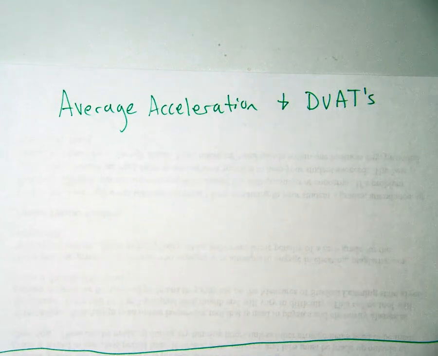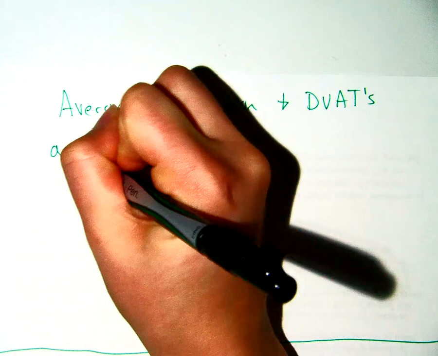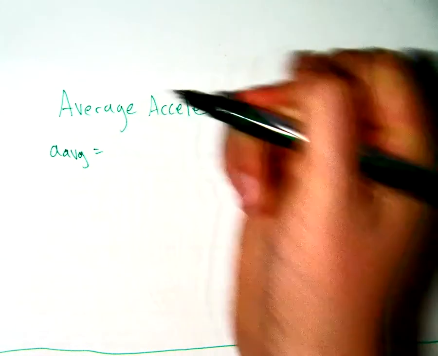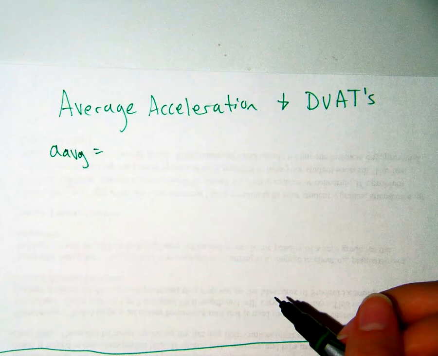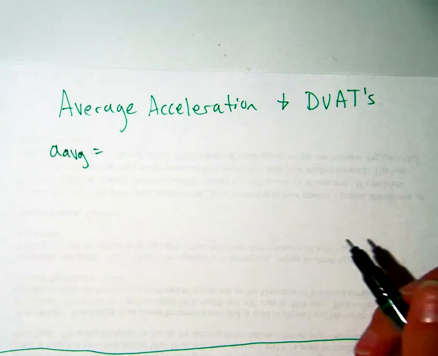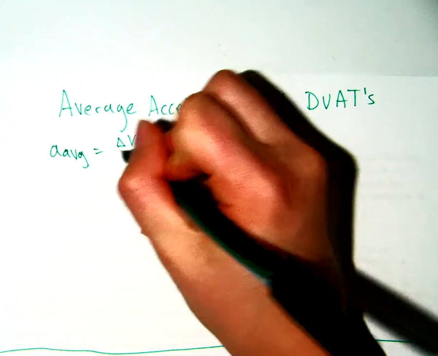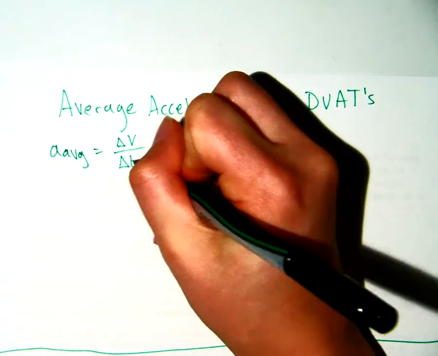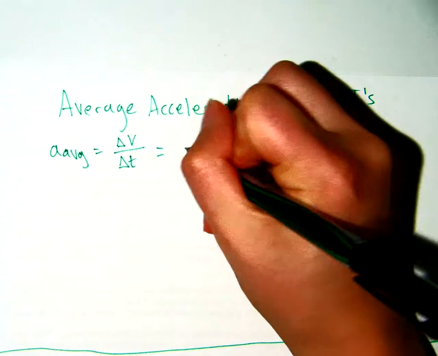Acceleration is a very big concept when it comes to motion. Finding the average acceleration is quite simple. If we want the average acceleration, we just have to think about the definition of acceleration itself. It's a change in velocity over time, or the rate at which we are changing our velocity. You think about this as delta v over delta t.